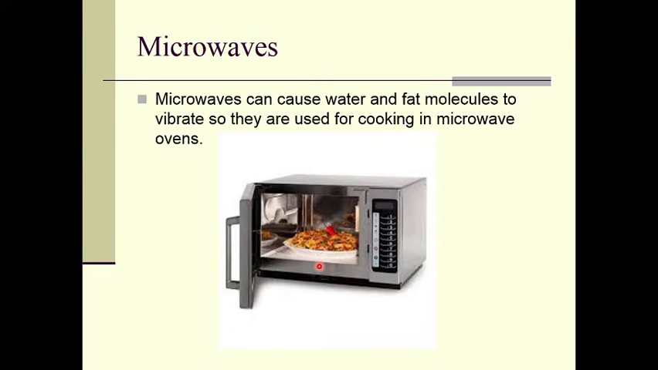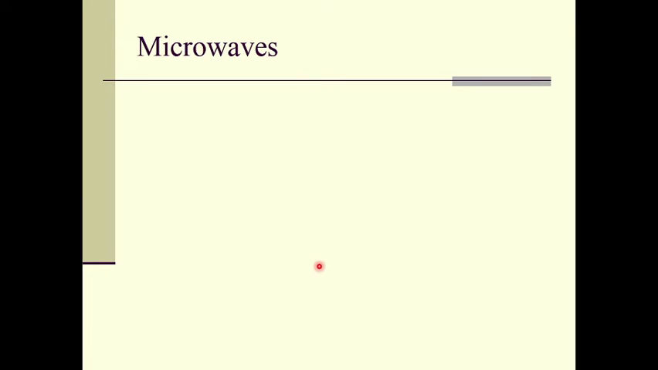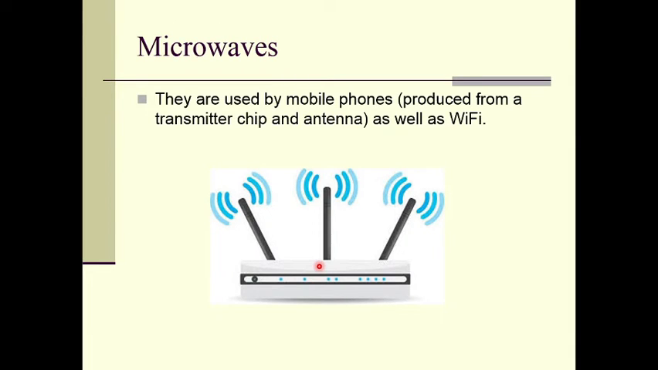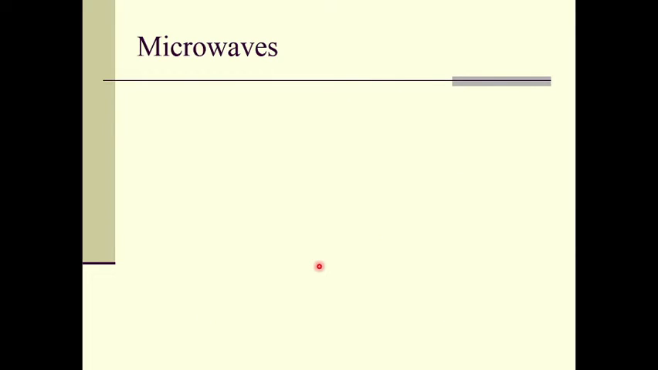So, this is a typical microwave oven used in households. Microwaves are also used by mobile phones, produced from a transmitter chip and antenna, as well as Wi-Fi. So, in mobile phones and in Wi-Fi routers, microwaves are used. That means they are transmitted from the transmitter chip and antenna of the mobile phones.